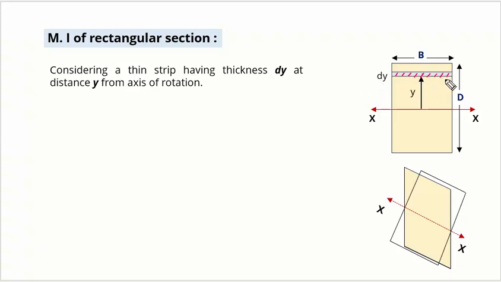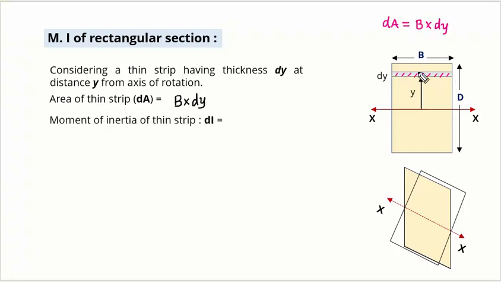So the small area dA of this strip, meaning an infinitesimally small area, will be its thickness, that is dy, and its width is b. So I can write b times dy. This is the area of this strip, and its distance from the axis of rotation is y. So we can find the moment of inertia of this thin strip. The area of the thin strip dA is very simple: b, that is the width of the strip, times its thickness, that is dy.